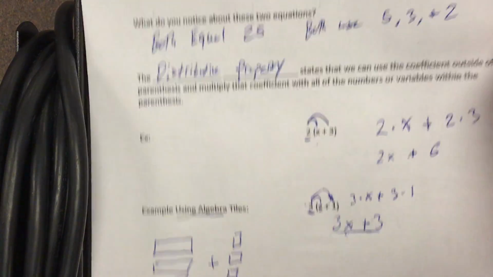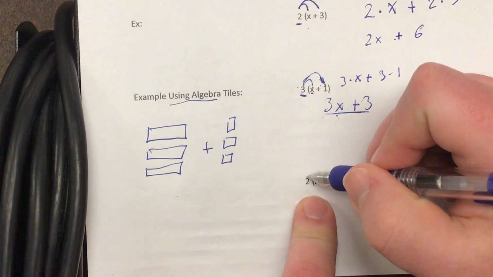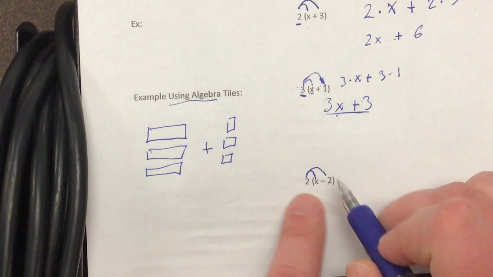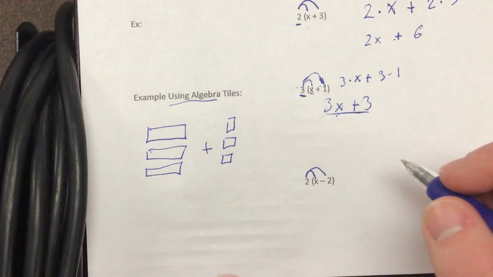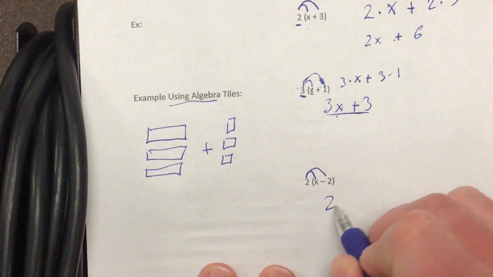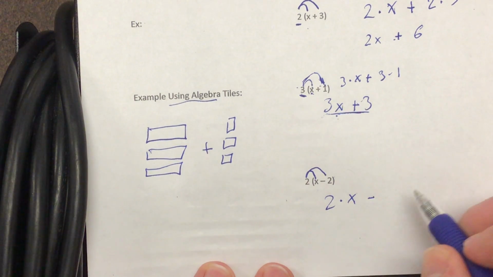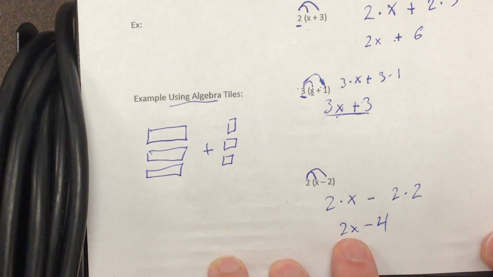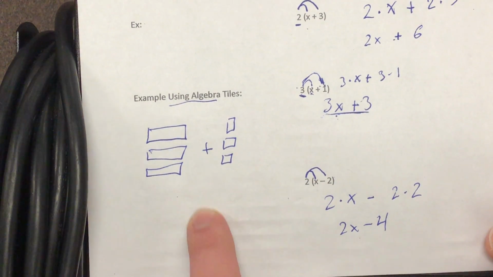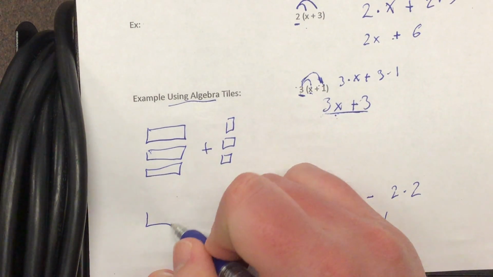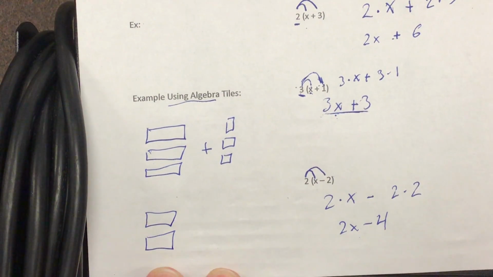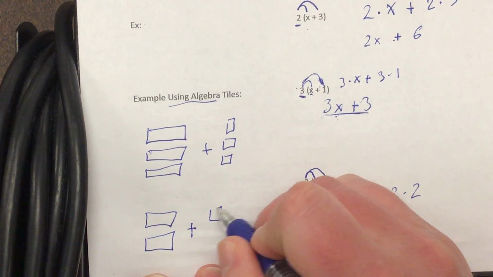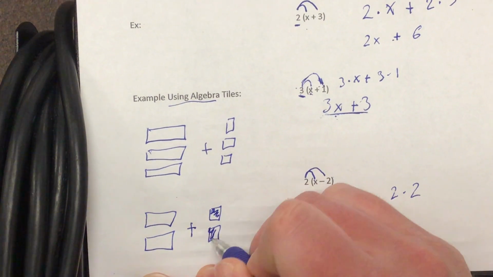All right, so now on this last one, we're going to use algebra tiles again, and we're going to distribute. So we distribute the 2 to the x and the 2 to the 2. So it would be 2x minus, and what's 2 times 2 though, right? 4. So we have 2x minus 4. Now for algebra tiles, how many rectangles and what kind of rectangles? 2 rectangles and they're open. Now how many squares and what kind of squares? 4 squares and they're shaded.